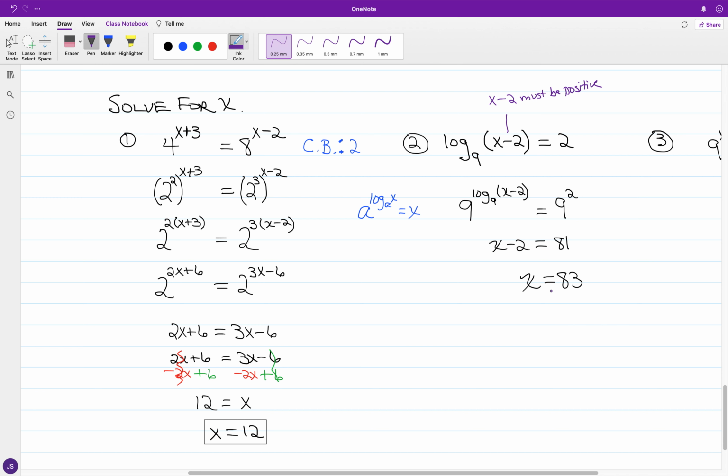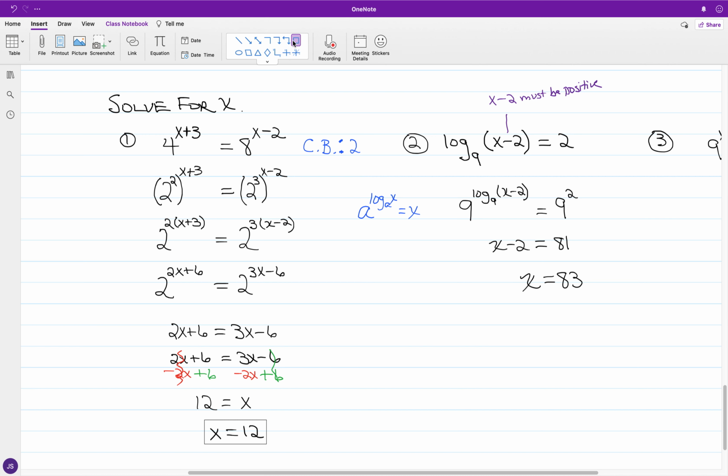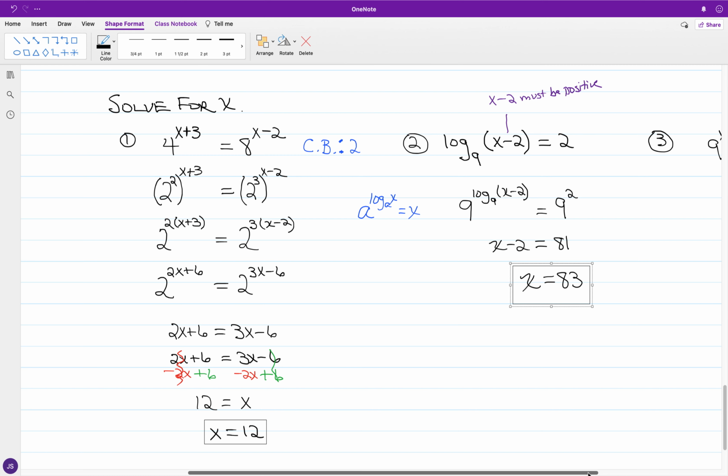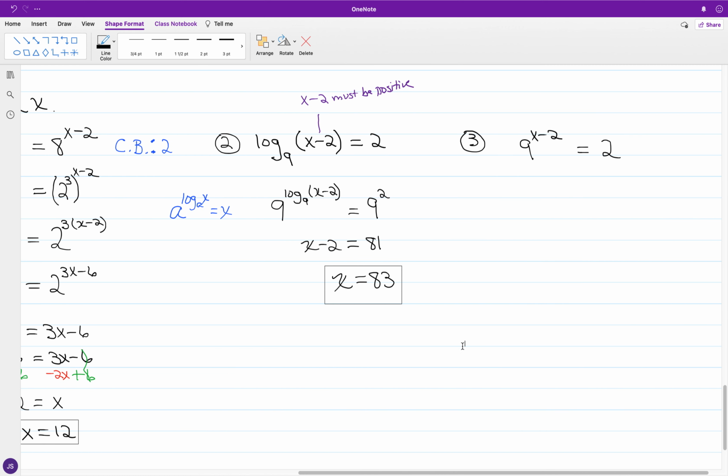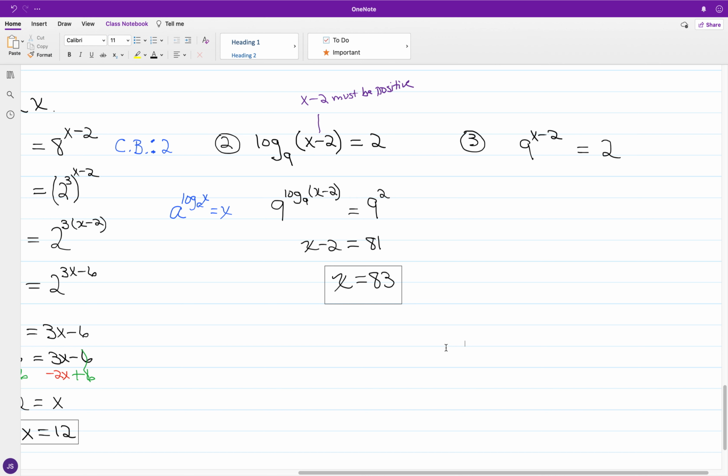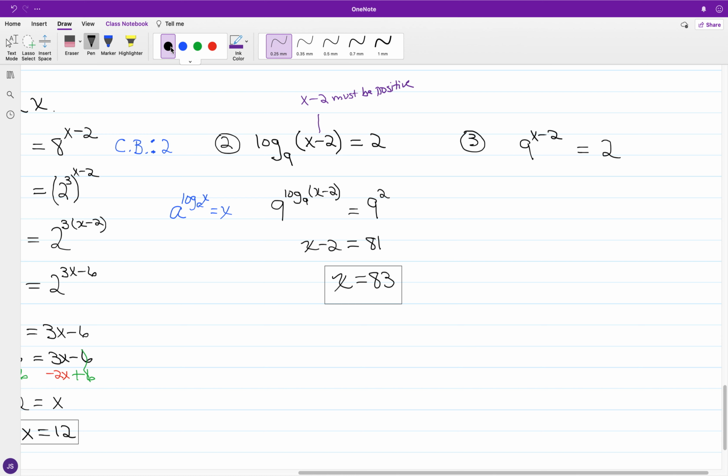And furthermore, 83 minus 2 is 81, and the base 9 log of 81 would be the base 9 log of 9 to the second, which would be equal to 2. So 83 is the value for x. Now, for number 3, we have 9 to the x minus 2 is equal to 2. So 9 before was in logarithmic base position. Now we have an exponential base in the setup.